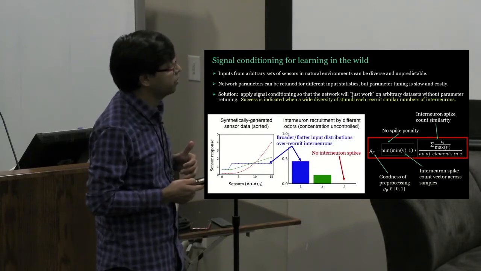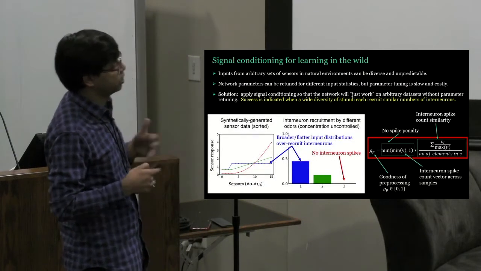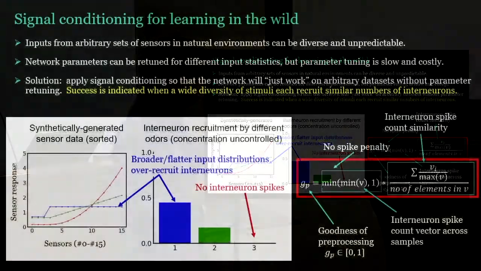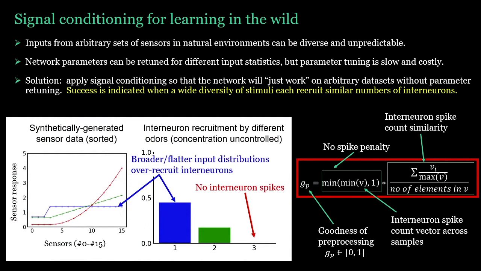Now, we also have a metric for determining the goodness of the signal conditioning, or goodness of preprocessing. It's very simple. V is the vector of interneuron spike counts across different odor samples. So here it will be a 3-dimensional vector. And you have two penalties. One is the no spike penalty, and the other is the interneuron spike count similarity.